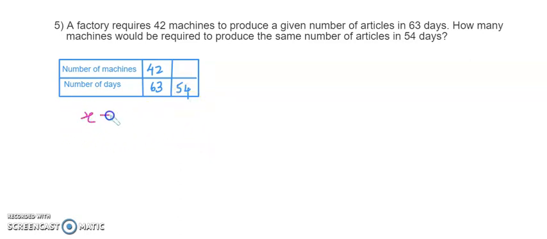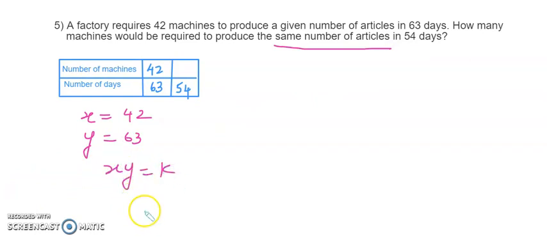So here x is equal to 42, y is equal to 63. When I'm producing 42 machines, I need 63 days. But if I want to reduce the number of days, then I have to produce more machines, right? Because it's the same number of articles, right? Okay, so let's say xy is equal to k. So 42 multiplied by 63 equals k.